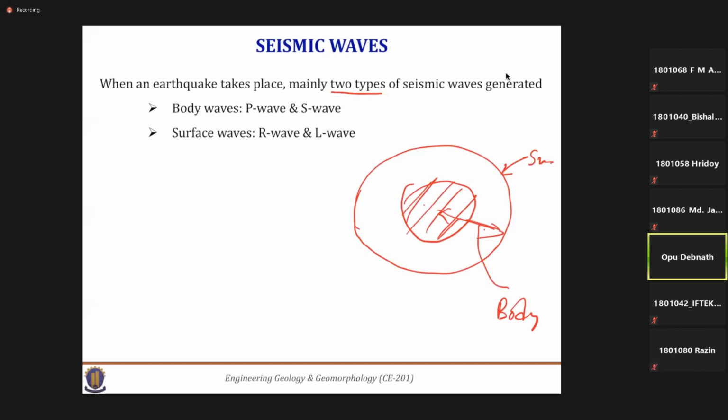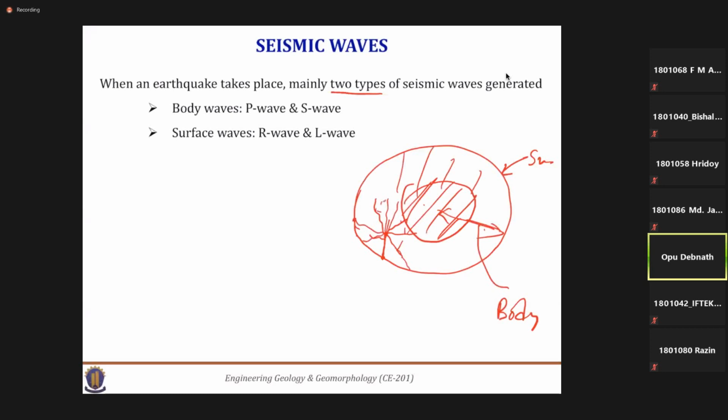Okay, so what is the basic mechanism? Suppose this is a fault line along these two plates. Suppose at this point an earthquake is generated, and from this point many different types of waves will propagate. Suppose one wave comes to the surface from the body, and all these waves that pass through the body will be termed the body wave. A few waves travel through the body and reach the surface.